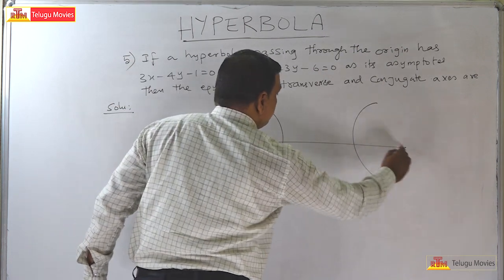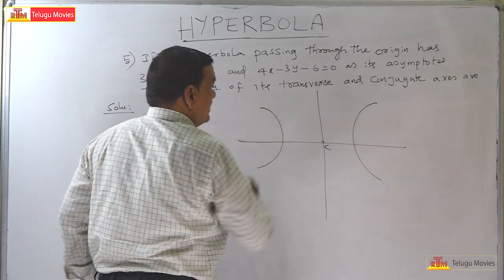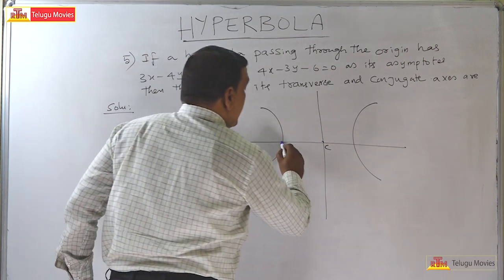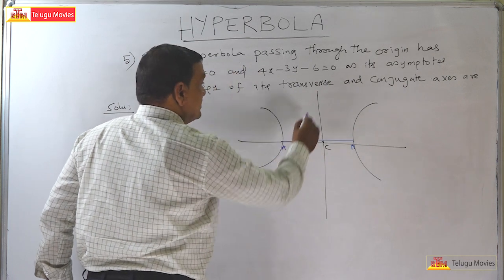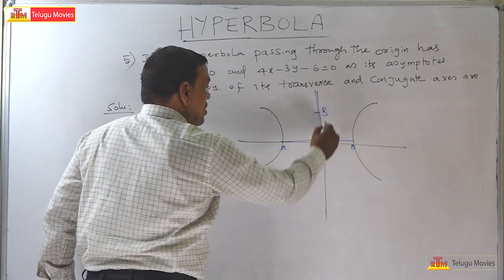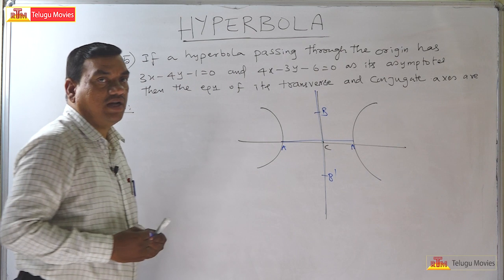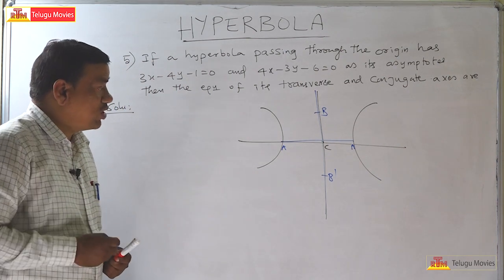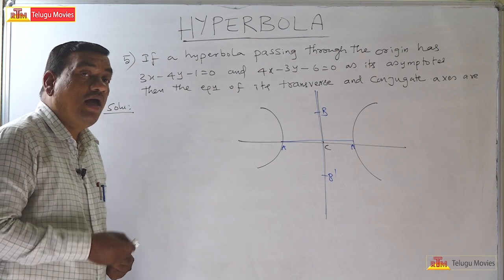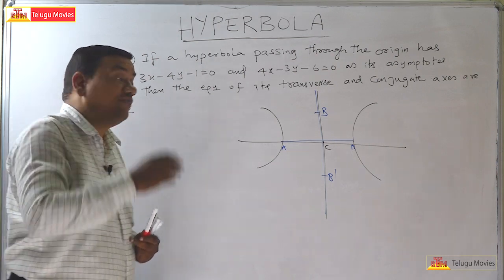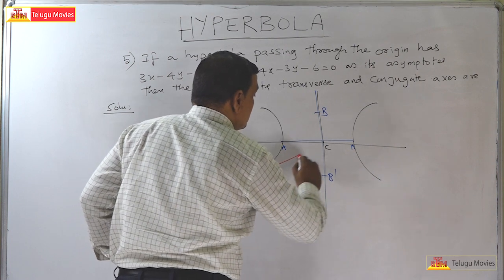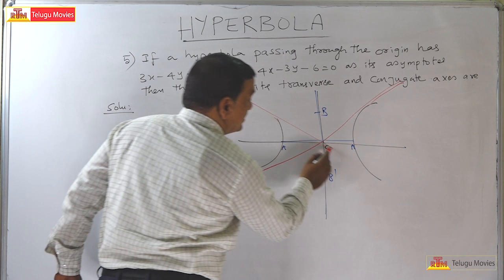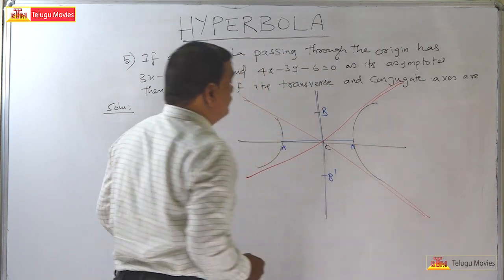So I am explaining. This is the center. We know that here a dash is called the transverse axis and b dash is called the conjugate axis. Now, what are the asymptotes? Asymptotes are the tangents which pass through the center of the hyperbola and which touch the hyperbola at infinity. Somewhere at infinity they touch. So they are the tangents.